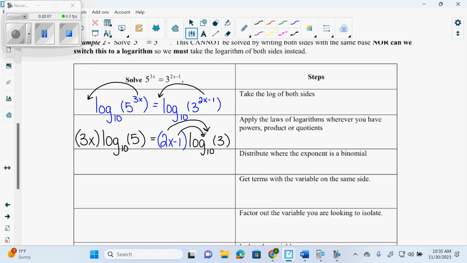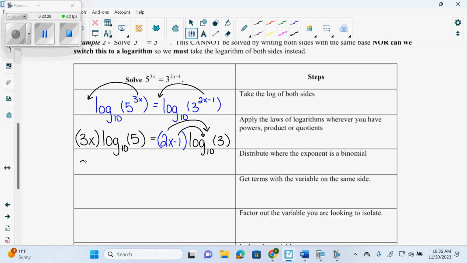But if my exponent is a binomial, like that 2x minus 1, which means two terms, I have to remember to distribute. And that's why I put it in brackets. Because if you don't put the 2x minus 1 in brackets, I have found through many years of teaching this, that you will write 2x minus log base 10 of 3 and you will call it a day. The 2x will sit by itself and you'll think the negative 1 is joined into the log. It is not. We have to distribute through.